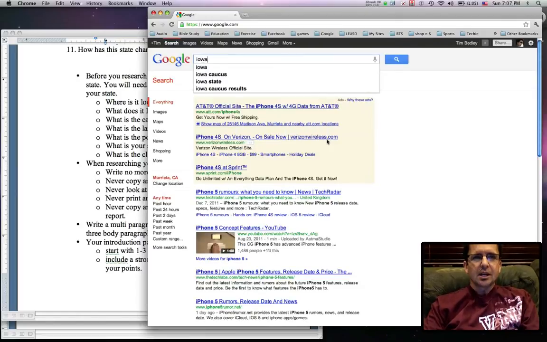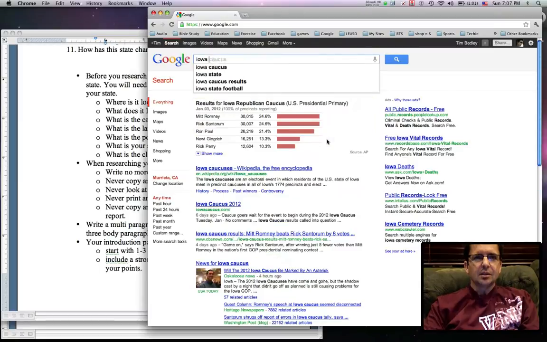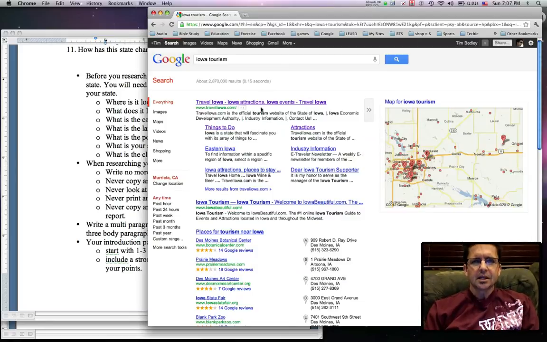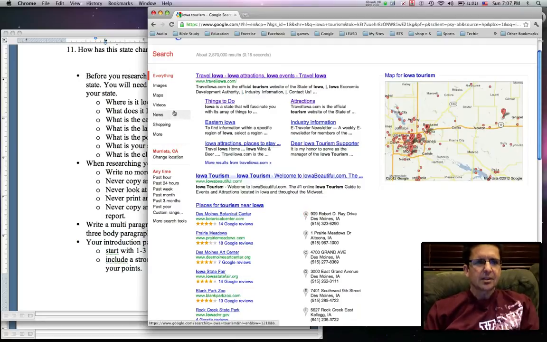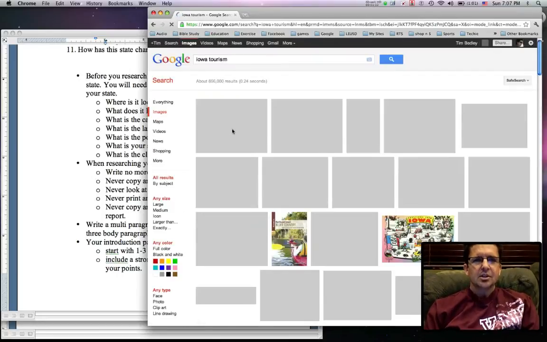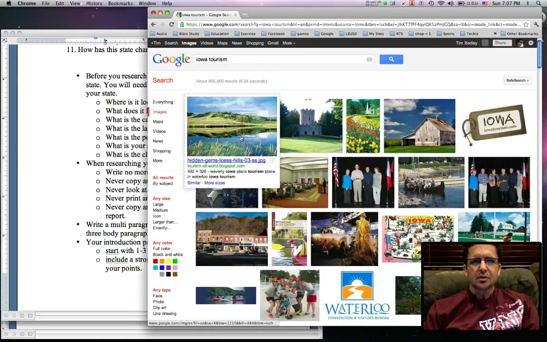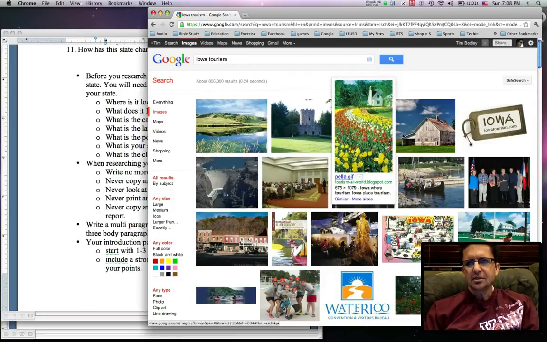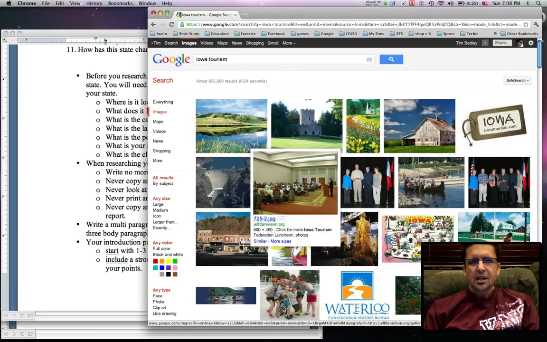But I'm going to go ahead and type in Iowa tourism. Oops. And then I'm going to go through and look at some different pictures. In fact, I think I'm going to go straight to images here so I can familiarize myself with what the state looks like. Wow, look at these pictures. Okay, there you go. There's Iowa. Just kind of getting to know the state a little bit. So you want to do that. Just kind of take a look at the pictures.